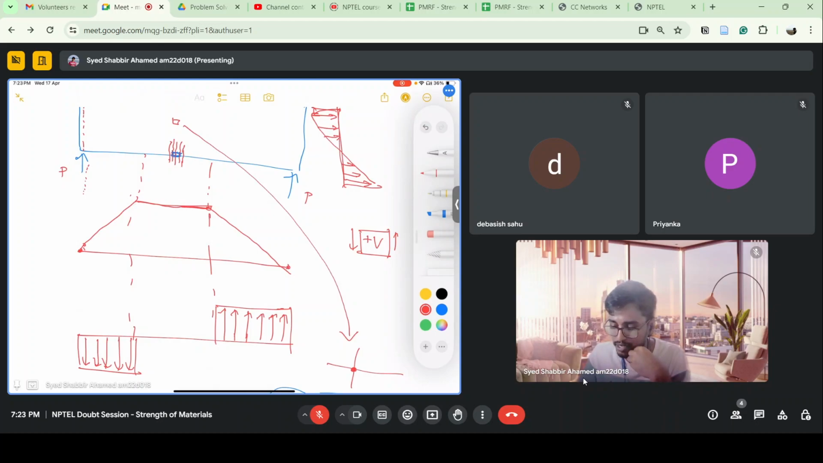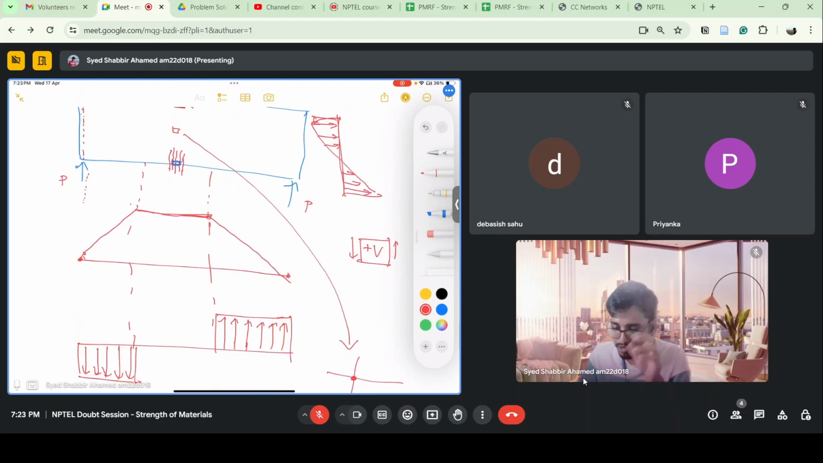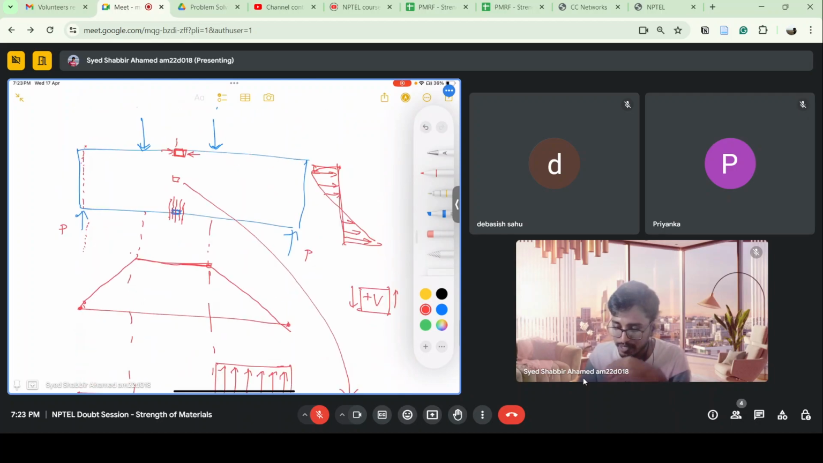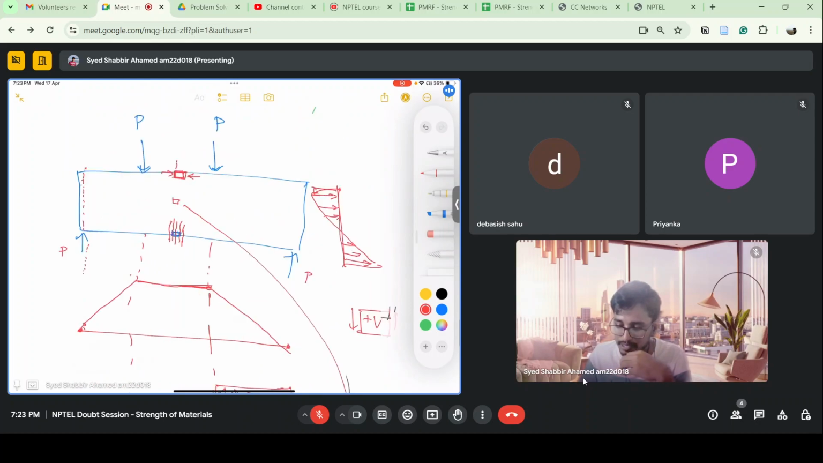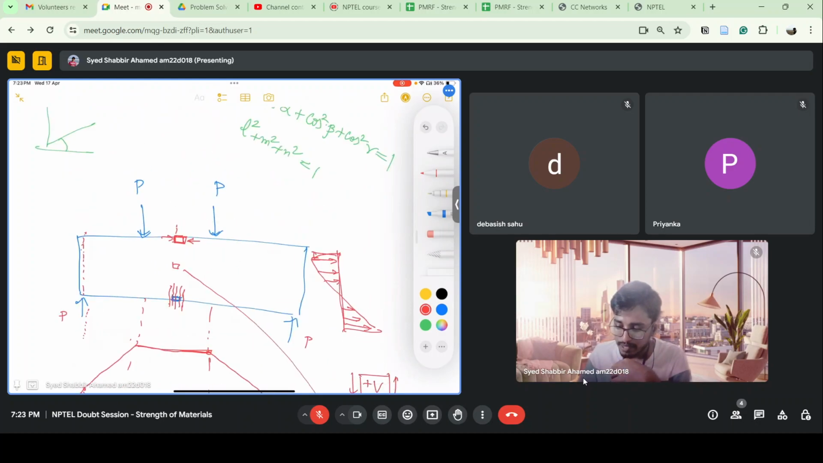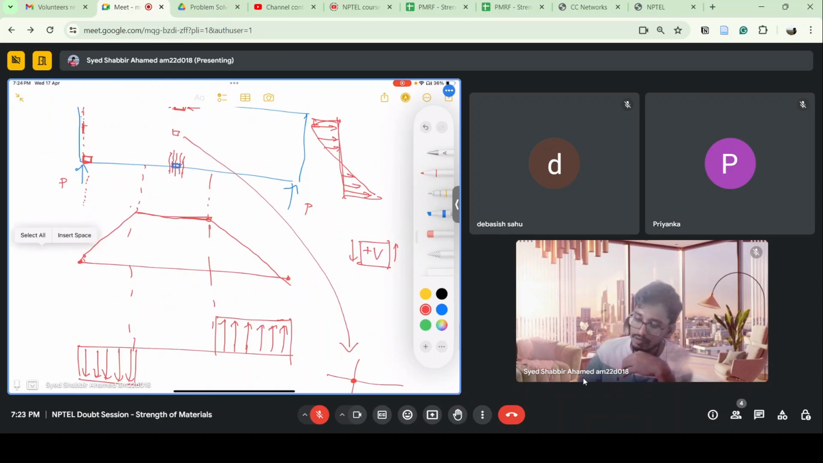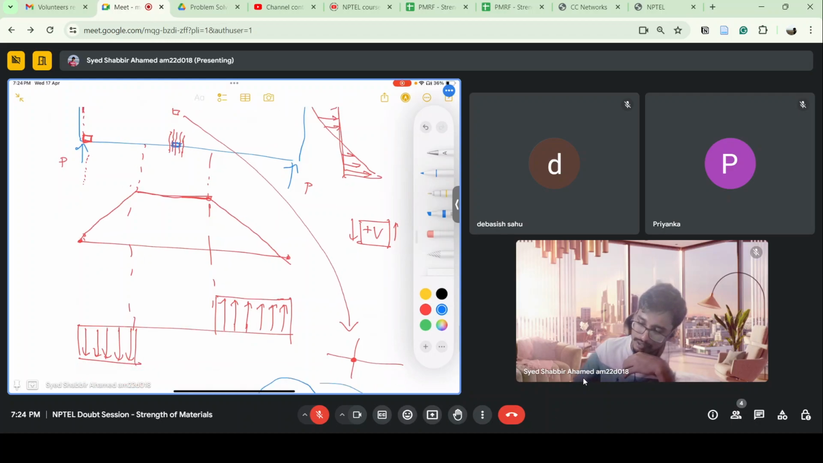But you can see that shear force is maximum here, at the support. If I take an element here, how will my state of stress look like?